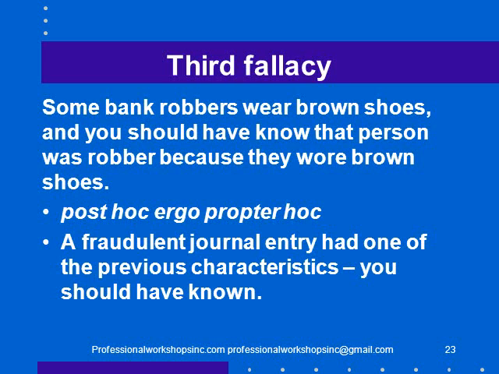So that's the third fallacy. Sometimes bank robbers wear brown shoes, and you should have known that that person was a robber because they wore brown shoes. Post hoc ergo propter hoc. So if later a journal entry is found to have one of those characteristics, it's unfair to suggest that the auditor should have known it because those characteristics could have been fraud or could have been ordinary. So that's the third fallacy.